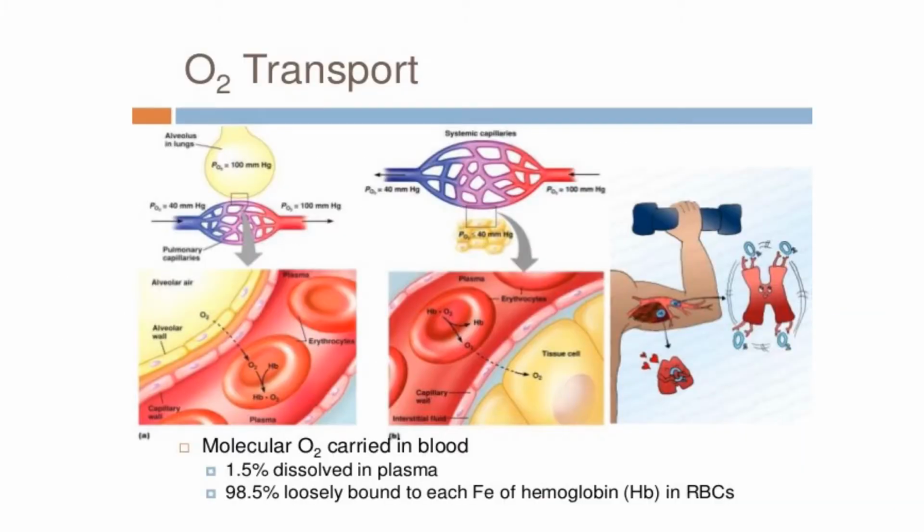See how the oxygen is being transported. Of the molecular oxygen carried in blood, about 1.5% is dissolved in plasma, and 98.5% is loosely bound to each iron of hemoglobin in RBC. And finally, each iron molecule of hemoglobin is carrying the oxygen. See this portion. Each end of the hemoglobin is carrying one molecule of oxygen.